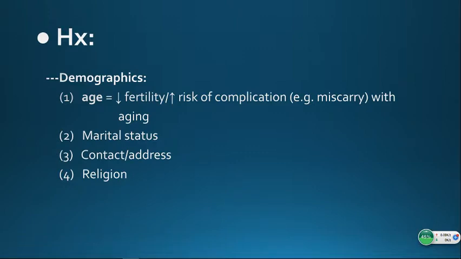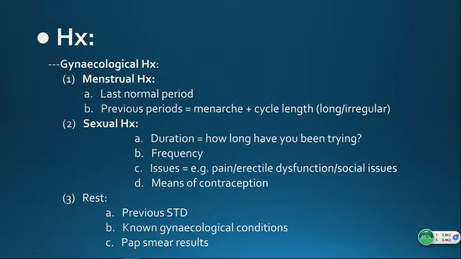Marital status, contact address, they are basic stuff, and religion is something that you would like to know as well, because, for example, a Muslim woman would not like to have a male obstetrician or a male medical student to observe.